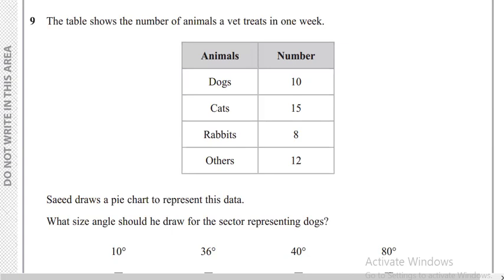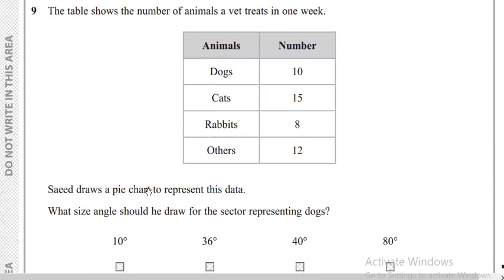In this video, we're going to talk about Year 9 Achievement Test, June 2023. Section A, Question 9. The table shows the number of animals a vet treats in 1 week. Here we have the animals and here we have the number of animals. Saeed draws a pie chart to represent this data. What size angle should he draw for the sector representing dogs?